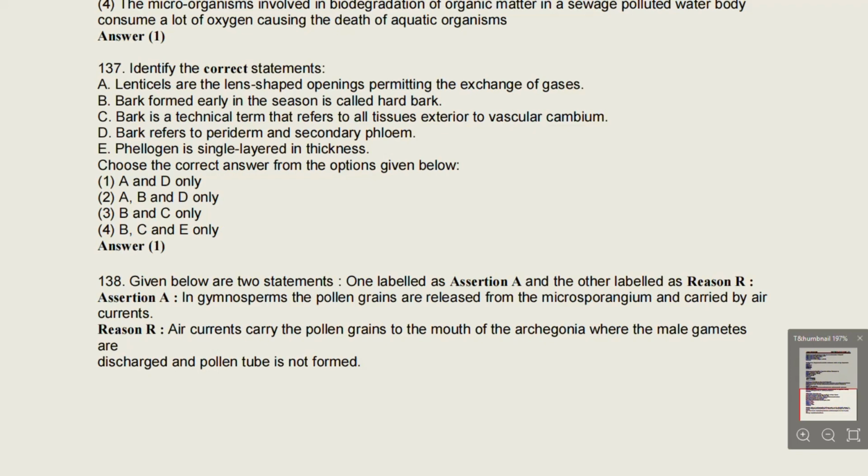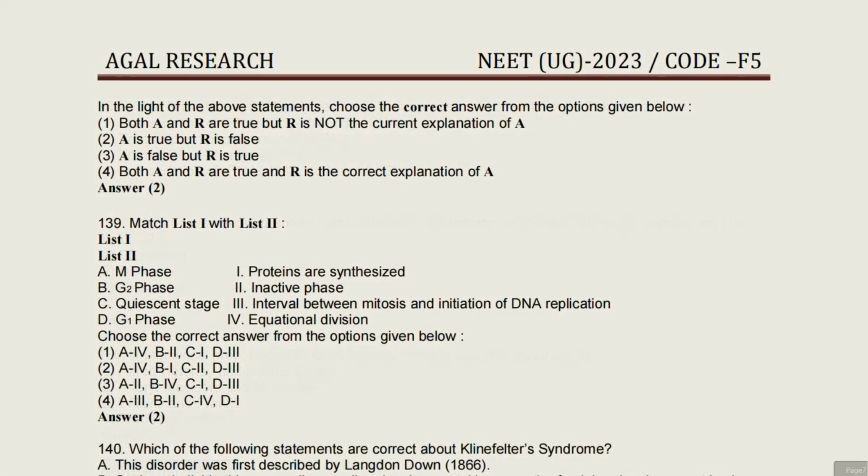So the next one is, given below are two statements. Assertion A, in gymnosperms the pollen grains are released from the microsporangium and carried by air currents. Reason R, air currents carry the pollen grains to the mouth of the archegonia where the male gametes are discharged and pollen tube is not formed. This is false because in gymnosperms the male gametes are indeed discharged from the pollen tube which grows from the pollen grains towards the archegonia. So the answer is option 2, A is true but R is false. So this question is taken from Unit 6, Chapter 1, Sexual Reproduction in Flowering Plants.